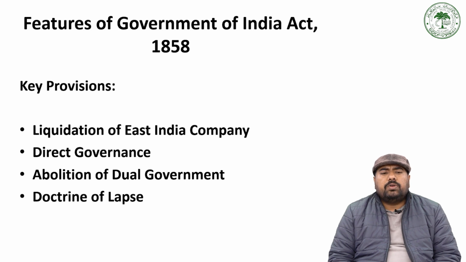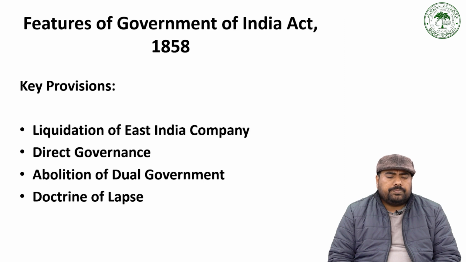What were the features of the Government of India Act 1858? First, the liquidation of the East India Company, by which we mean that the company's rule got dissolved, and Indian territories came under direct governance in the name of the British Queen. The idea of dual government, where the company would rule in India, certain policies would be informed to the parliament, and then parliament would issue certain instructions to the company's rule, that strategy of colonial administration got abolished.